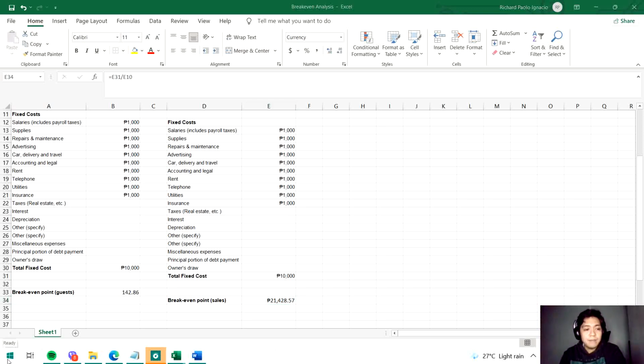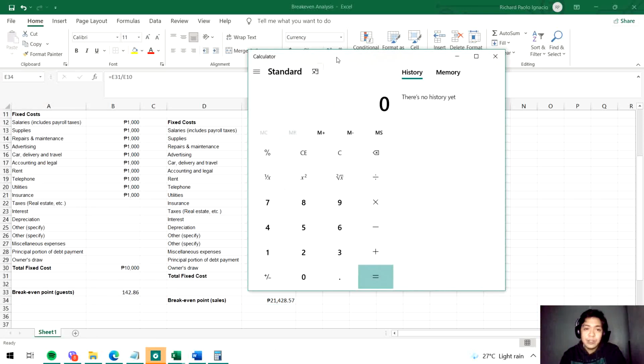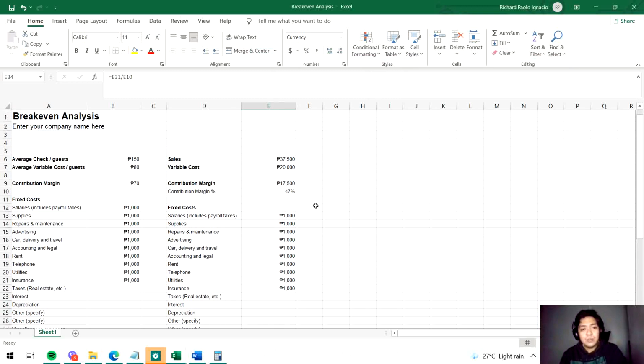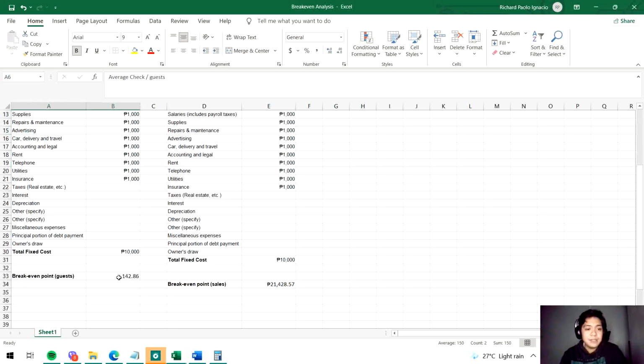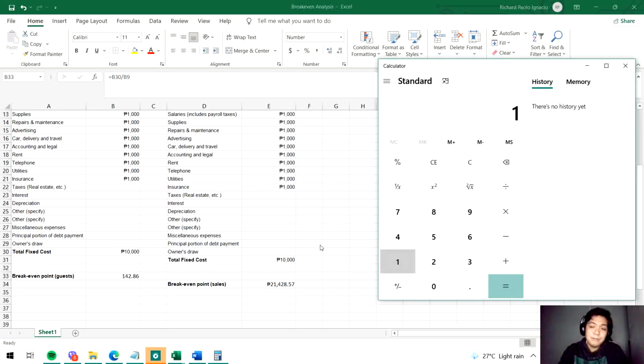Now, if you will see, para malaman natin kung tama ang ating computation, if we will compute average check times 142.86, kasi diba 142.86 or 143 na ang sabihin natin na number of guests na kailangan nating i-serve para makapag-break even tayo sa guests natin. Lalabas na 21,450. Medyo malapit siya dito sa break-even point natin na sales.